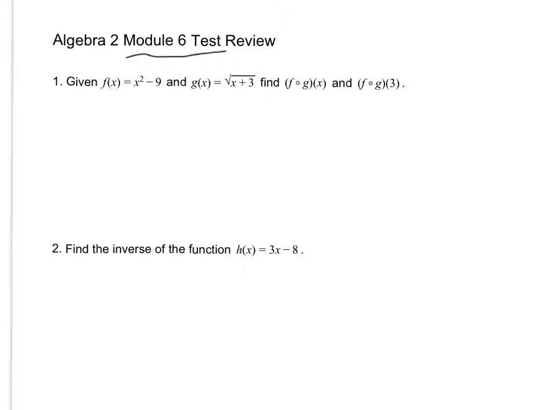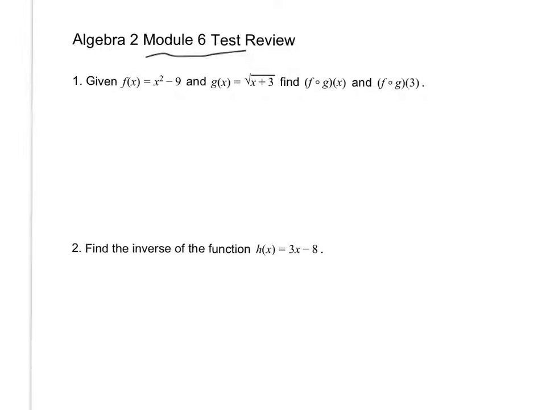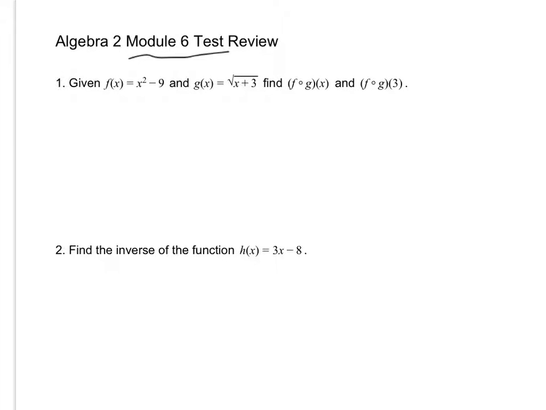So this first question says, given these two functions, f of x equals x squared minus 9 and g of x equals square root of x plus 3, first find f of g of x and then find f of g of 3. So if we find f of g of x, this is where we're going to put one function into the other. We're going to put g into f.